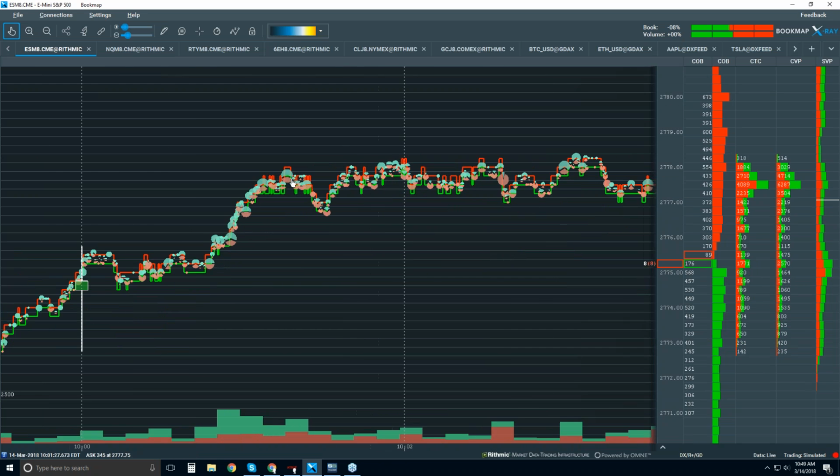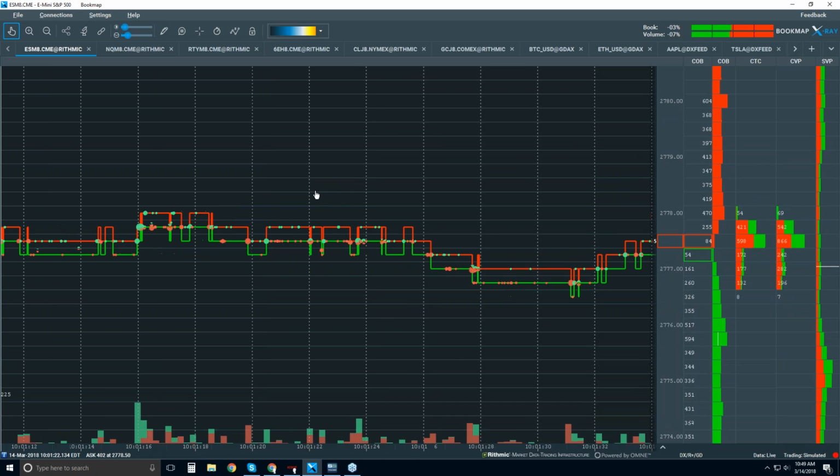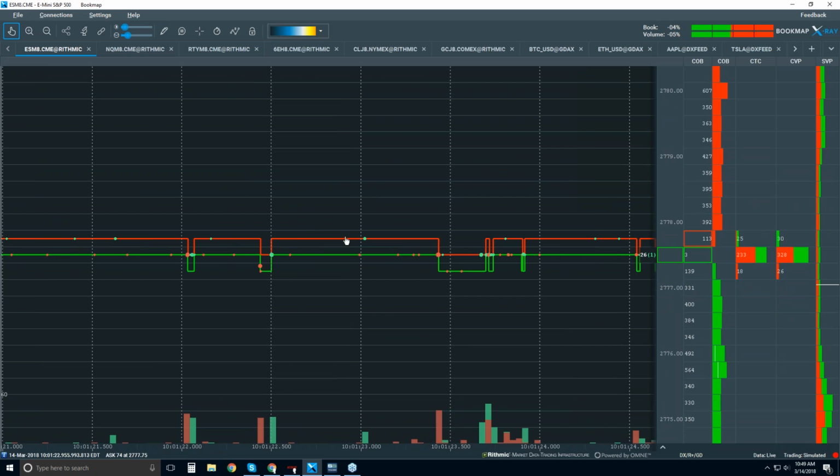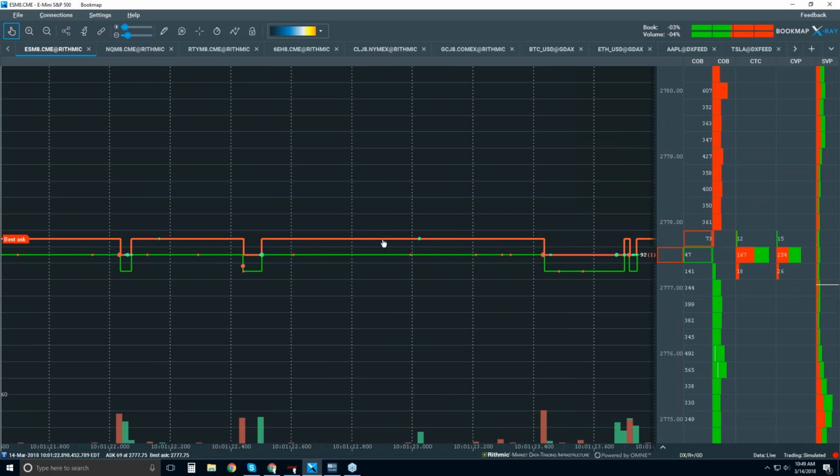And let me just zoom in to show you exactly what we're displaying here, because this is very, very simple data and it's very objective. Okay, here we go. The historical best offer is the red line. Best bid is the green line.